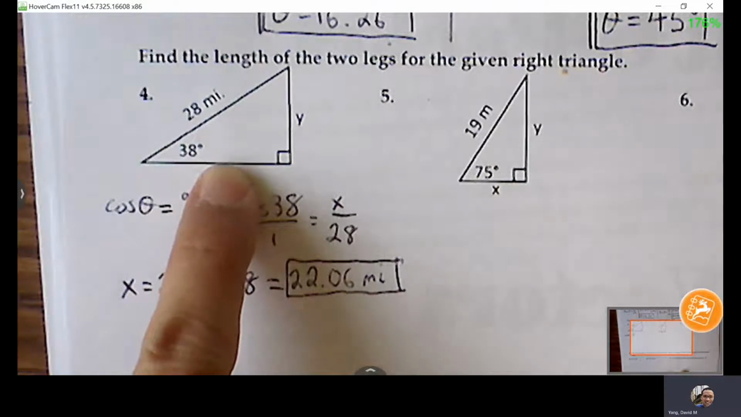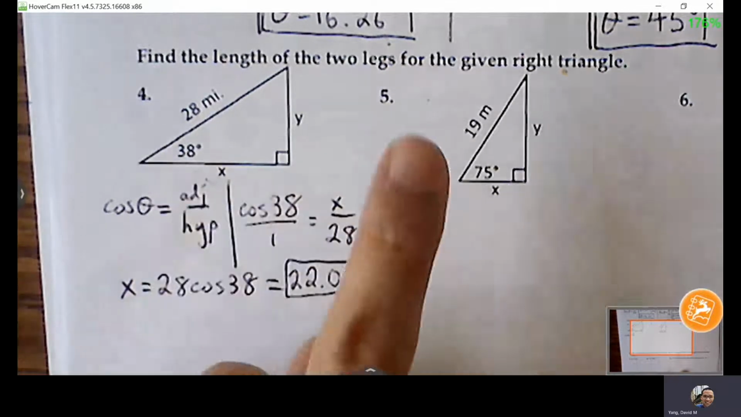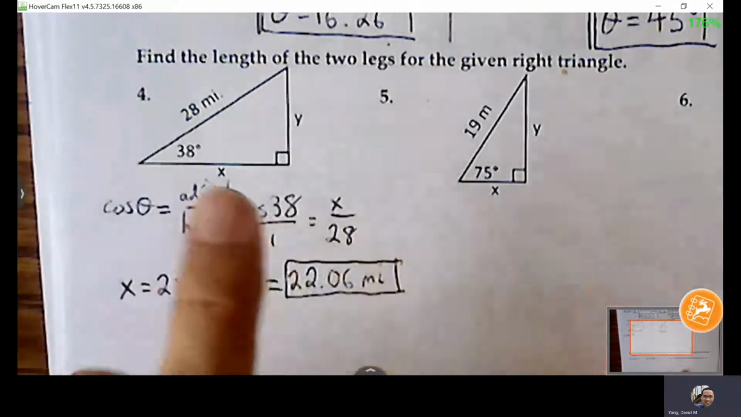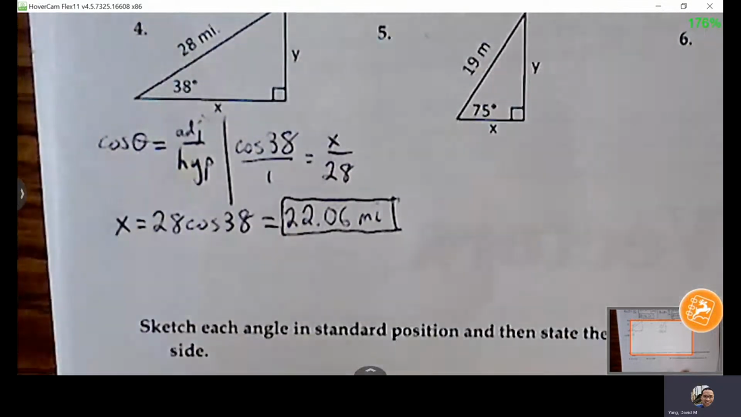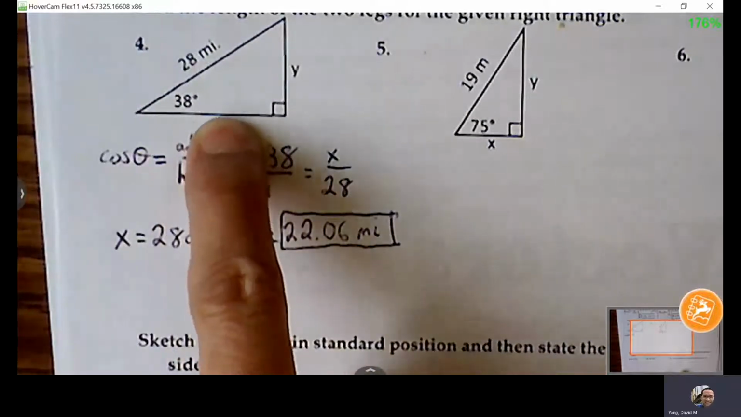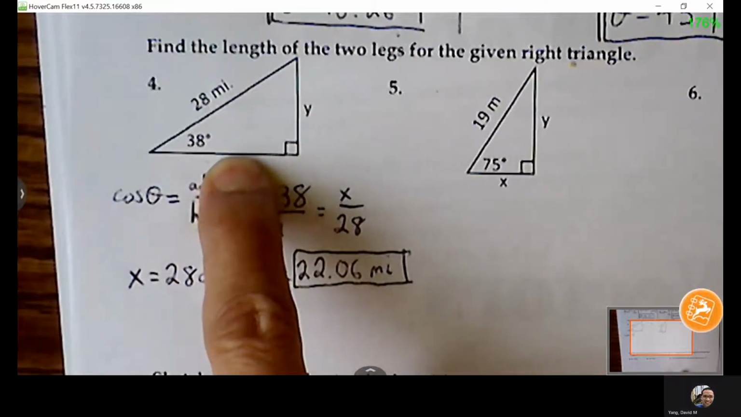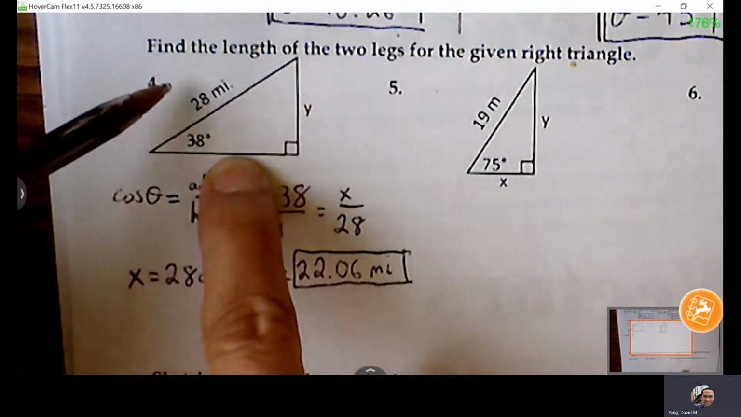You can use sine. Yeah, you can use sine. Let's practice using sine. But yeah, Pythagorean theorem also works. If you have 2 sides of a right triangle, you can always find that missing side. But let's just get some more practice with trig. So let's practice using sine. So if I want to get to Y, sine of 38 equals opposite over hypotenuse.